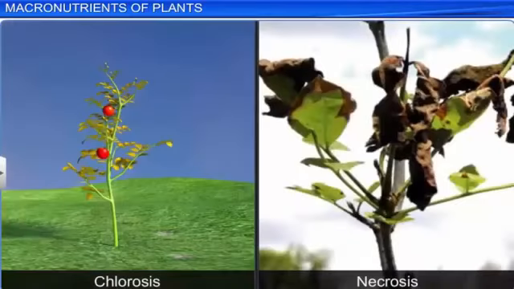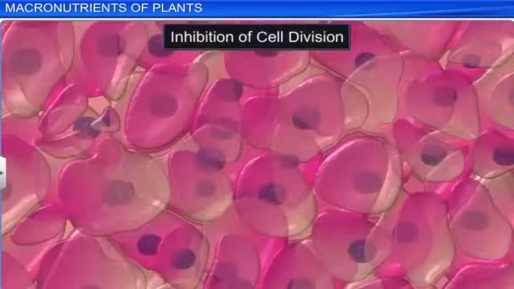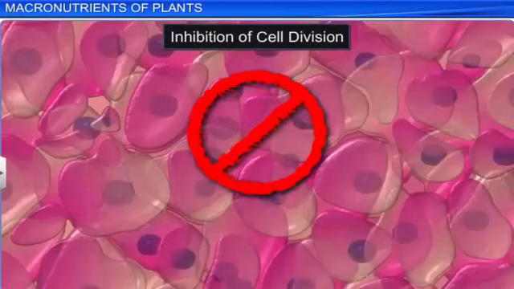The deficiency of potassium leads to chlorosis, necrosis, rosette or bushy habit of growth, reduction in stem growth, and inhibition of cell division.